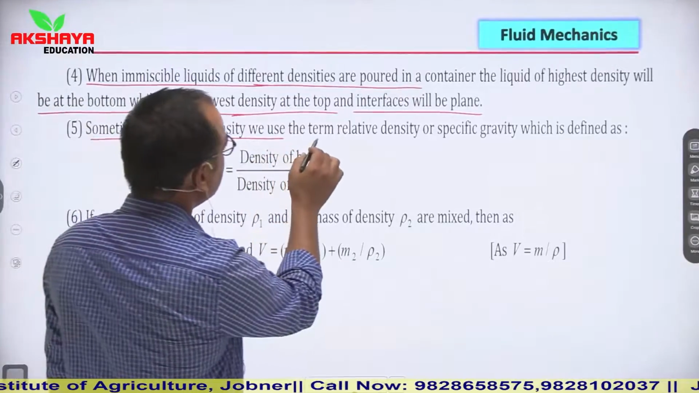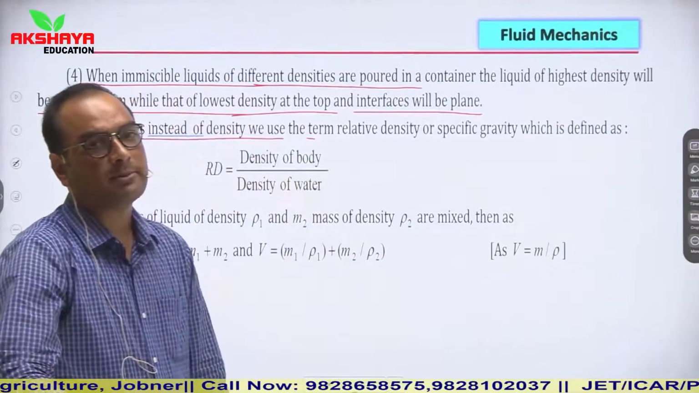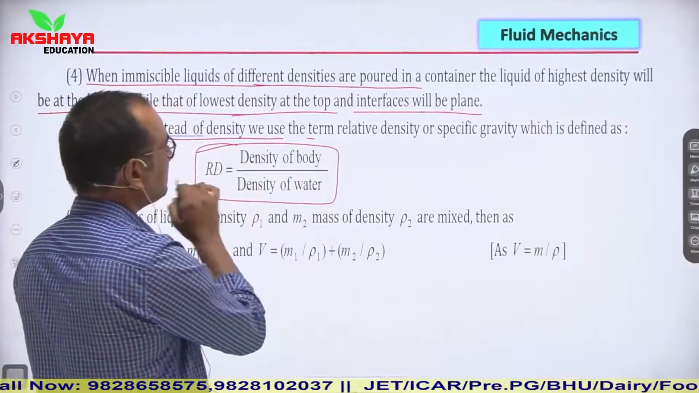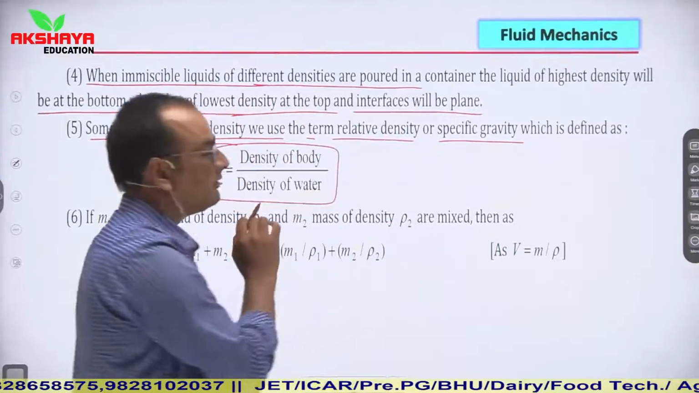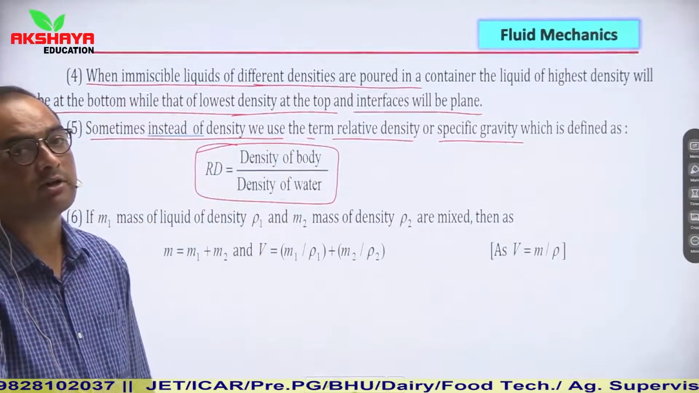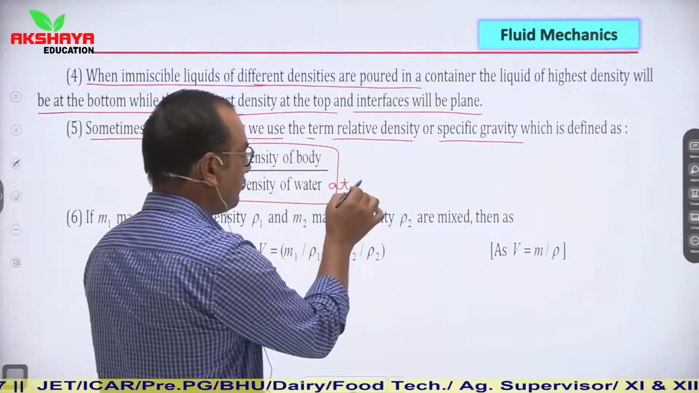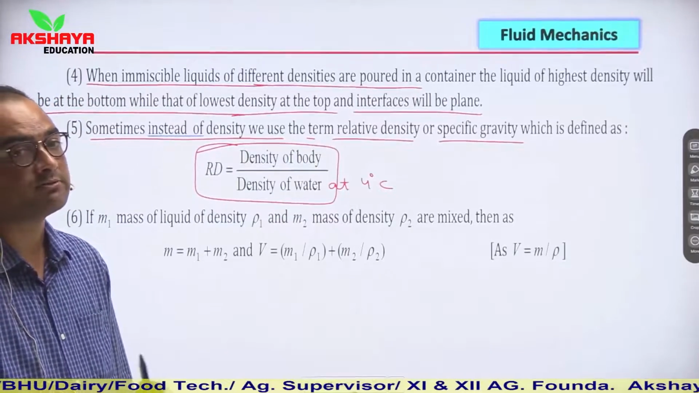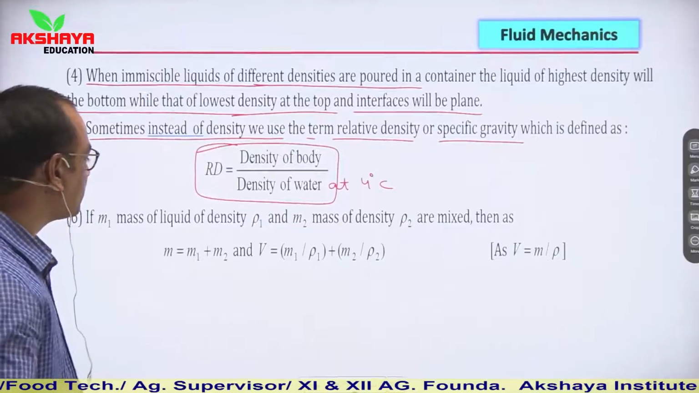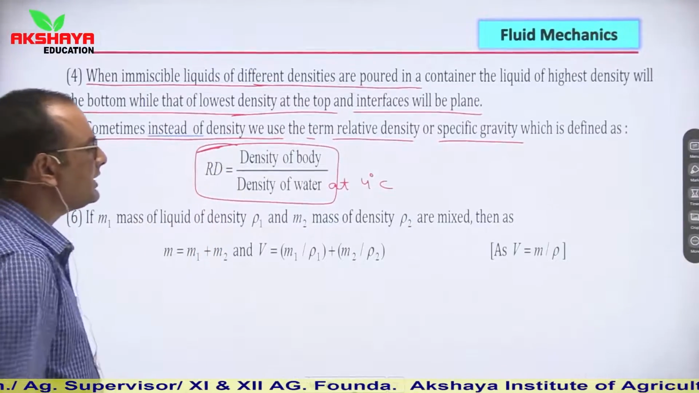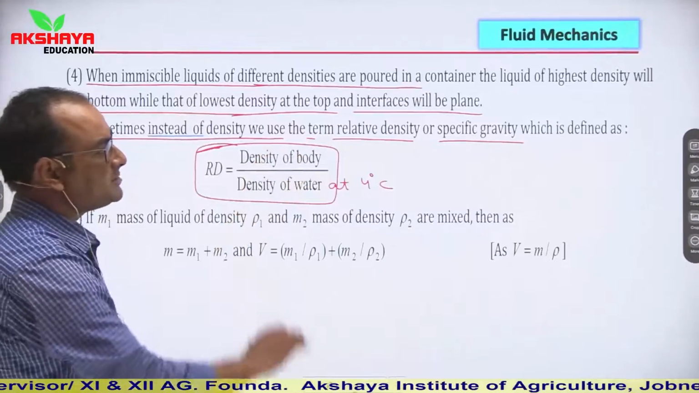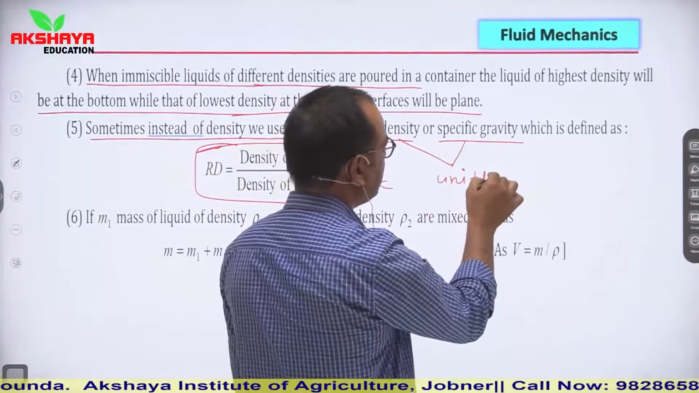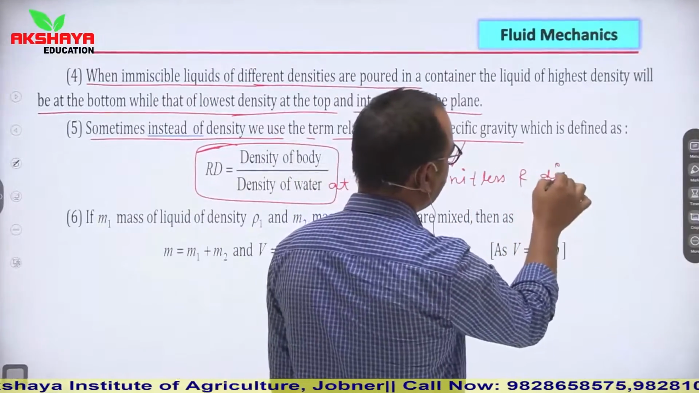Sometimes instead of density we use the term relative density. So this is the concept of relative density or specific gravity. Both are similar terms. It is defined as the density of any body with respect to the density of water at 4 degrees Celsius, which is 1 gram per centimeter cube or 1000 kg per meter cube. Relative density or specific gravity is a unitless and dimensionless quantity.